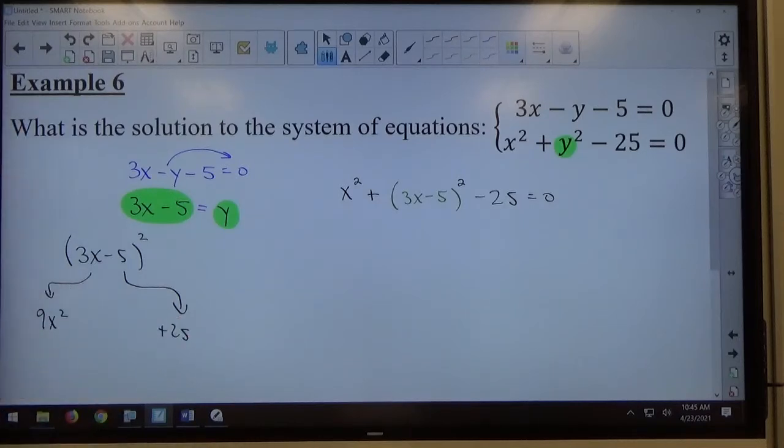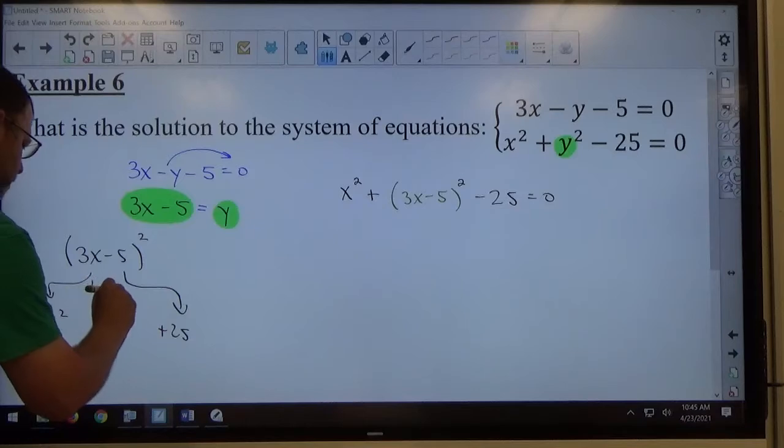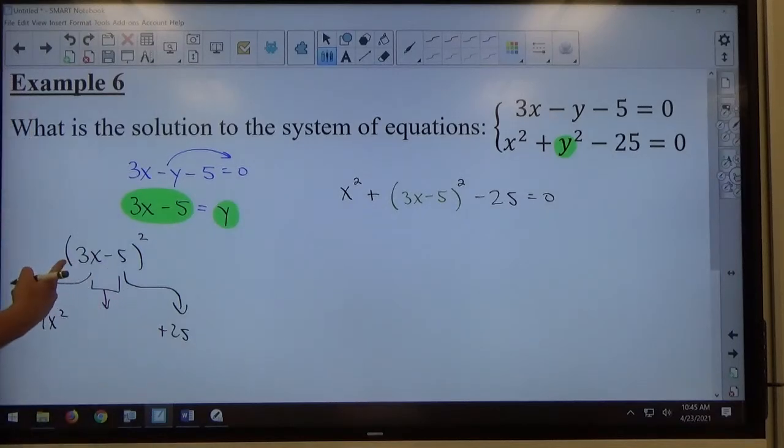You square both pieces. 3x times 3x is 9x squared. Negative 5 times negative 5 is positive 25. The middle term is twice the product of these two things. Sign matters. So 3x times negative 5 is negative 15x. Twice that is negative 30x.